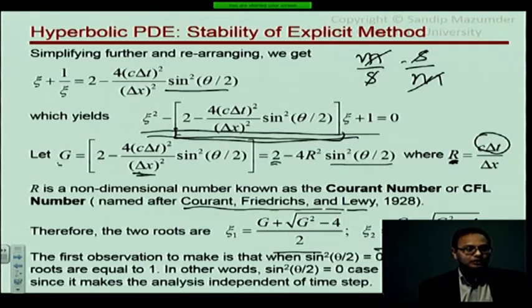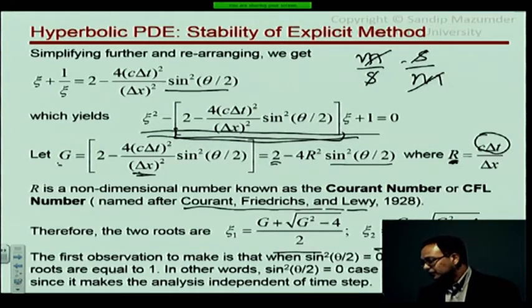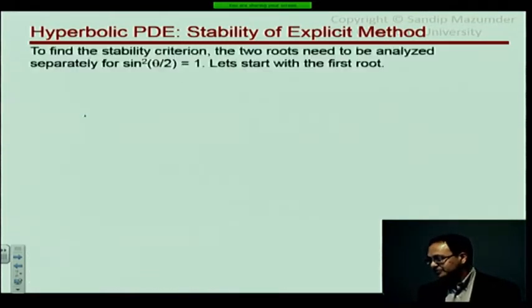So that means when sine squared theta over 2 is equal to 0, this is not a relevant case because it doesn't give us any kind of stability criteria. It simply says that you are within the stability bounds, because the stability bounds say that the magnitude of xi must be less than or equal to 1. In this case we are getting exactly 1. So let's look at the other extreme, which is sine squared theta over 2 equal to 1.